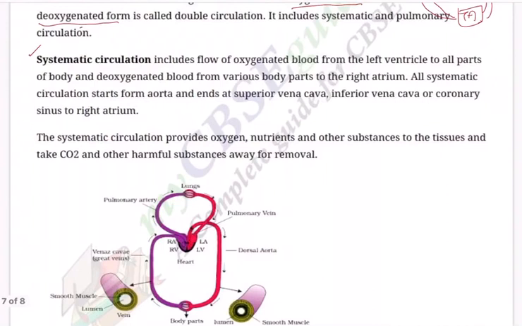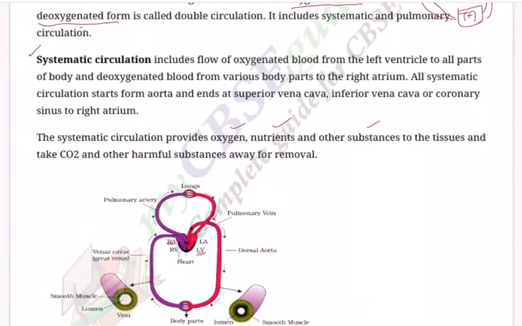Systemic circulation includes flow of oxygenated blood from left ventricle. Okay, we have got here the flow of this left ventricle, LV, left ventricle, to all parts of the body, and deoxygenated blood from various body parts to right auricle. Look at here, right auricle. All systemic circulation starts from aorta and ends at superior vena cava, inferior vena cava. So this is vena cavas, superior and inferior vena cava, and coronary sinus to right auricle.